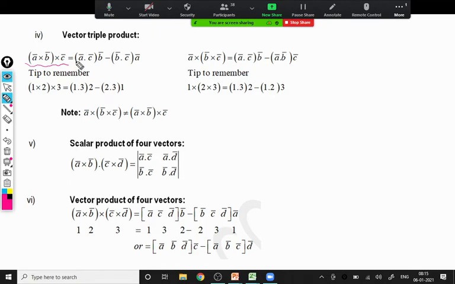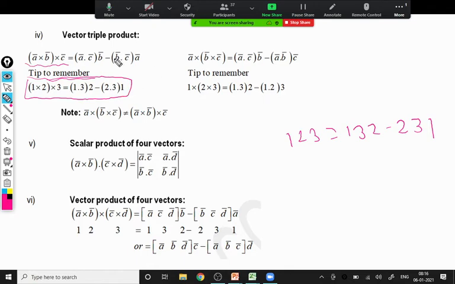A cross B cross C is equal to A dot C into B minus B dot C into A. Now here is a hint to remember. You can remember A, B, C as 1, 2, 3. So 123 is equal to 132 minus 231. You can remember like this: 123 is 132 minus 231. So A cross B cross C is equal to A dot C into B minus B dot C into A. That way you can remember. This is just a hint to remember; it has nothing to do with the formula itself.